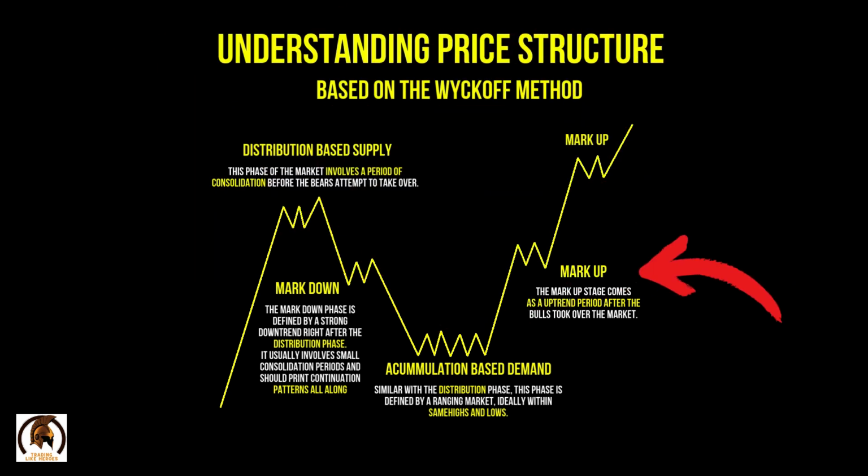4. Markup phase. The uptrend takes off. Finally, we reach the markup phase, where prices begin to rise, sometimes sharply as demand overwhelms supply. This is the phase where trends become obvious, and retail traders often jump in late. Key characteristics: higher highs and higher lows form, creating a clear uptrend.